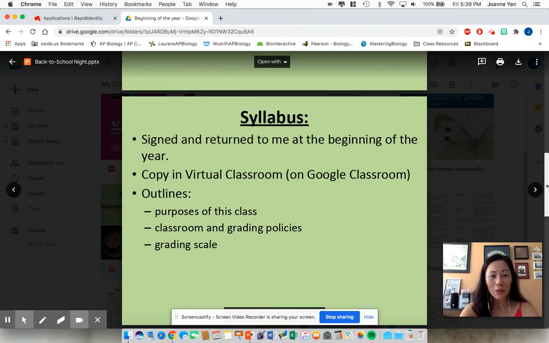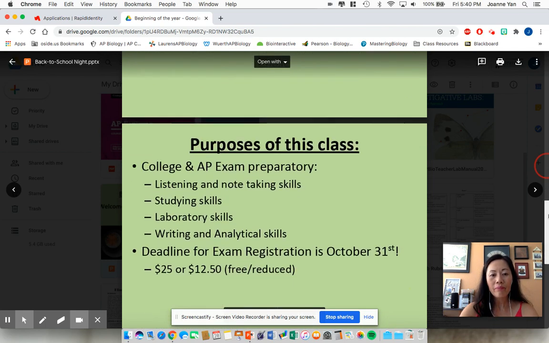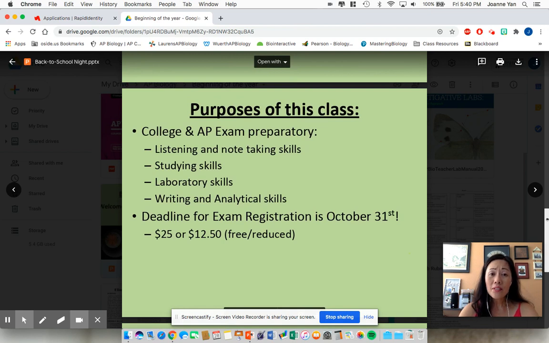Now, inside the syllabus are just logistical things about this course. The purpose of this class is really to prepare them for the AP exam in May. So in order to prepare them, there are really 4 skills that we work on throughout the entire year.